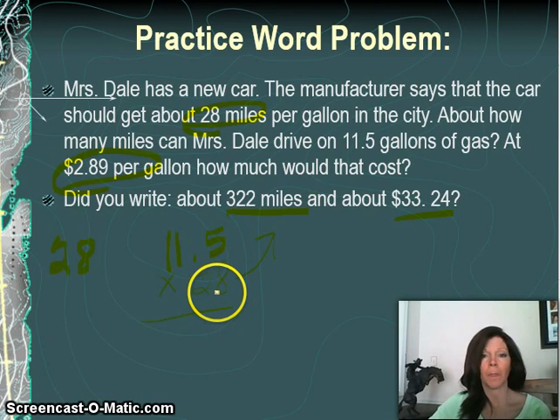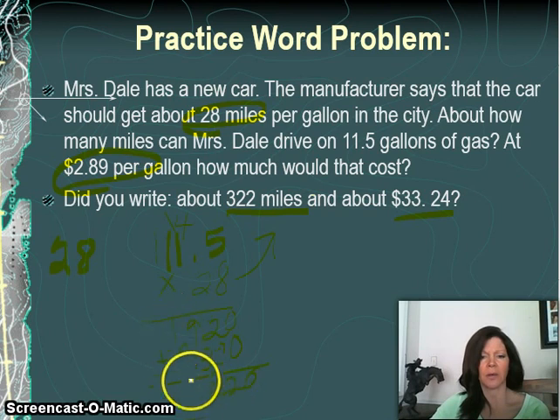322 miles. So 5 times 8 is 40, carry a 4. 8 times 1 is 8, plus 4 is 12, carry a 1. 8 times 1 plus 1 is 9. Add your 0 here because we've used the 8. 2 times 5 is 10, carry a 1. 2 times 1 plus 1 is 3, and 2 times 1 is 2. When you add those together, you have 0, 2, 9 plus 3 is 2, carry a 1, and the answer is 3,220, because you've got one decimal, move it one place to the right, 322 miles.